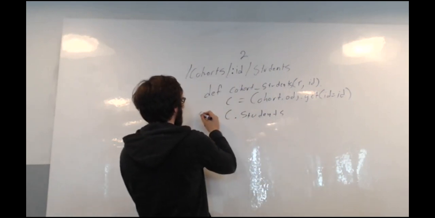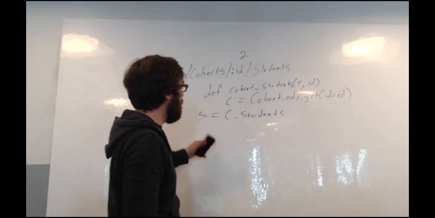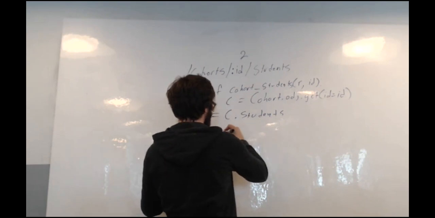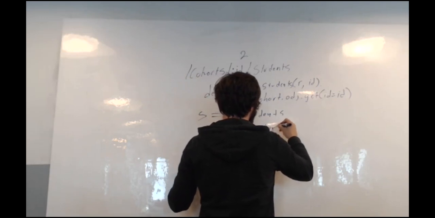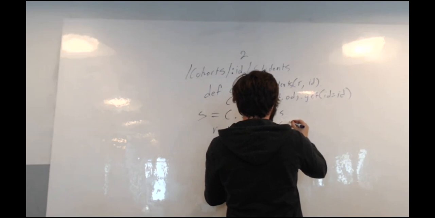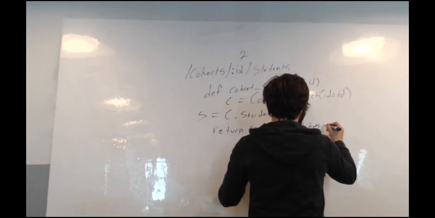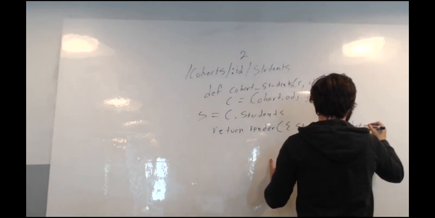I'm going to save this to a variable. We'll call it S right now, right? So now I have the cohort, I have the students. So then when I'm returning my view, render, and then I pass it that data object, I just create it however I want. I can just say students equals S, and then cohort equals C.